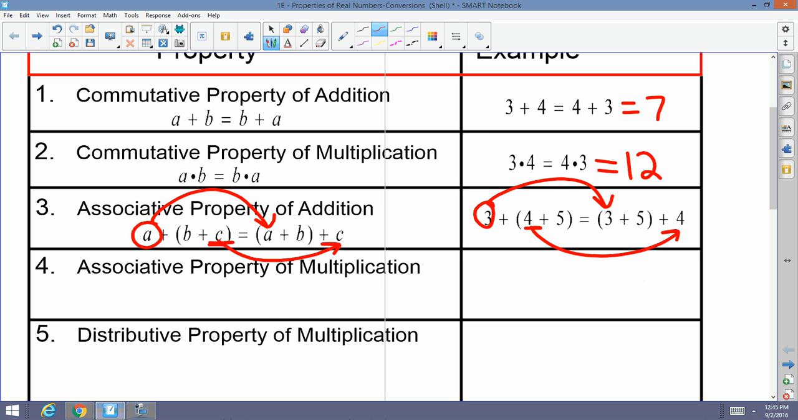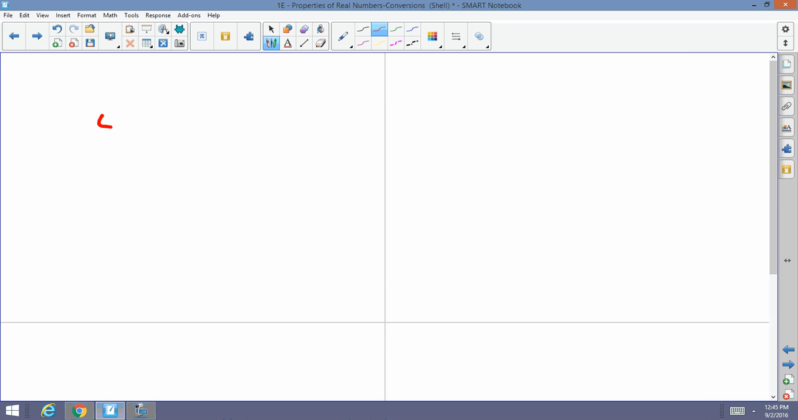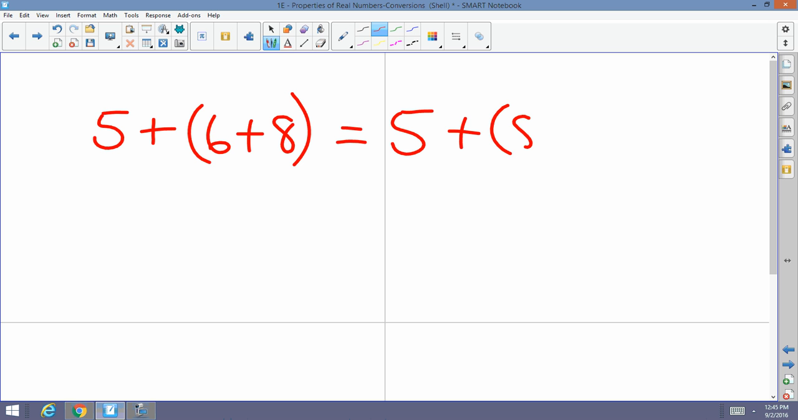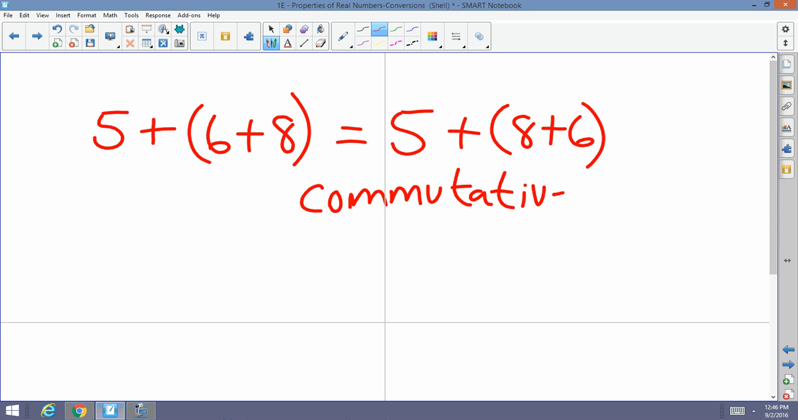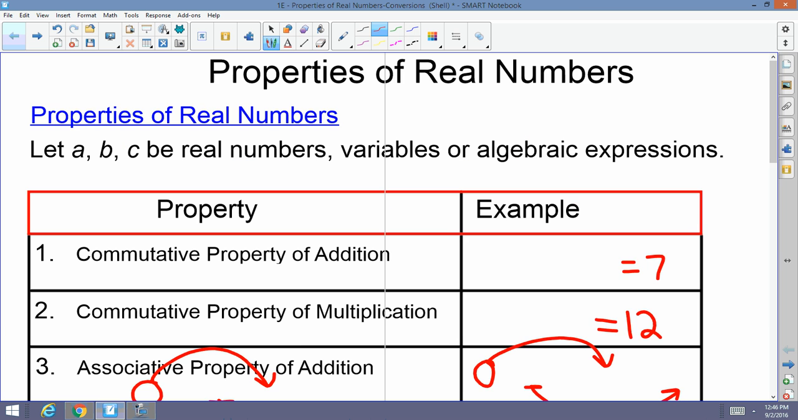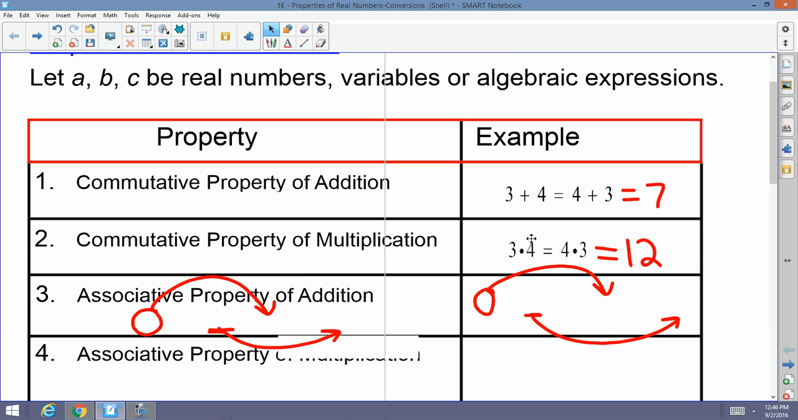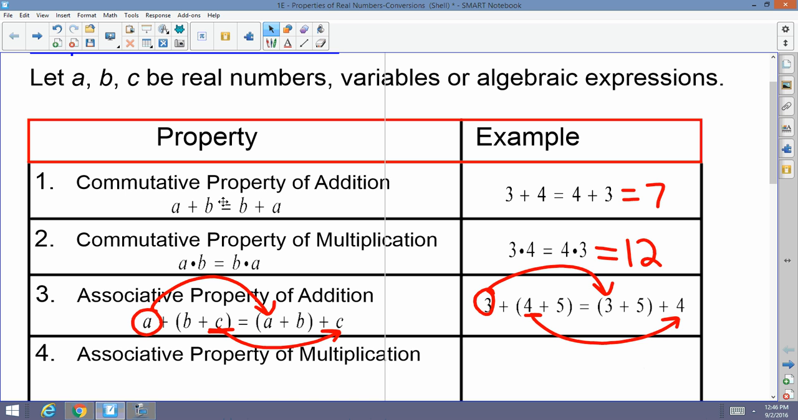Now, please be careful. This happens a lot, and my students tend to make mistakes here. So what if I gave you 5 plus parentheses 6 plus 8, and I said that equals 5 plus parentheses 8 plus 6? This here would be the commutative property of addition. Why commutative, you may ask? Well, if you notice, did I take anything out of the parentheses? The answer is no. All I did was switch the order of 6 plus 8 to 8 plus 6. So that's the commutative property, okay? So again, to get the associative property, you must take something out of the parentheses and replace it with another value.